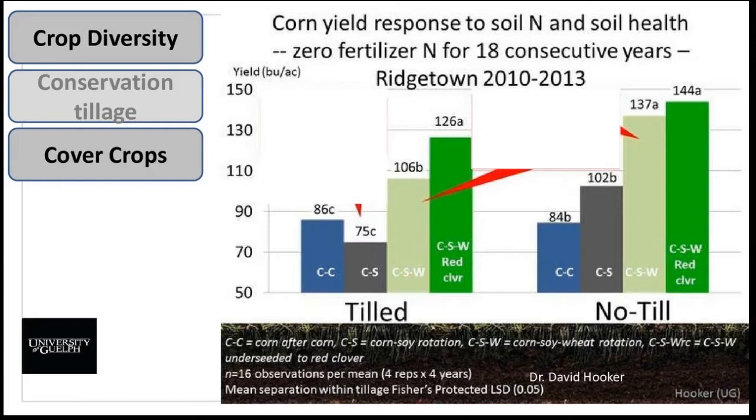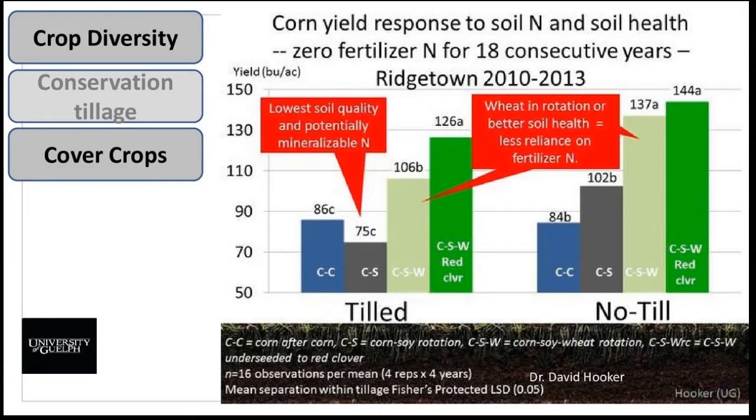So on average, this is corn yield on average for 4 years, from 2010 to 2013. And look at the value of winter wheat in the rotation. The yield boost with winter wheat, and then another yield boost with red clover in the rotation. That is due to soil health. So we see where we've got the lowest yields, there is lowest soil quality in terms of organic matter in the Cornell soil health test, and there's lower available nitrogen, potentially mineralizable nitrogen. Where we have the higher yields with winter wheat in the rotation, we have better soil health. And in fact, we also see less reliance on fertilizer nitrogen with winter wheat in those rotations.